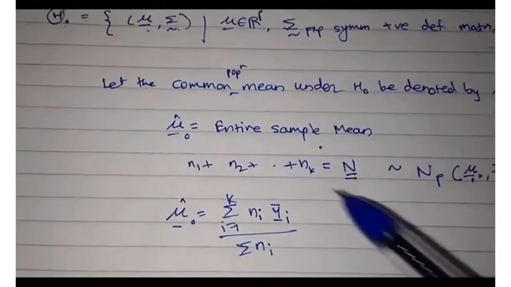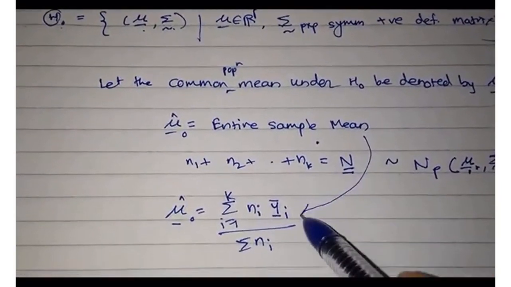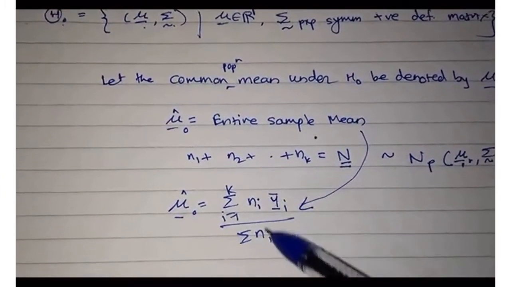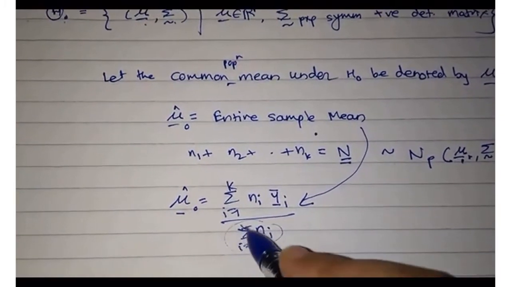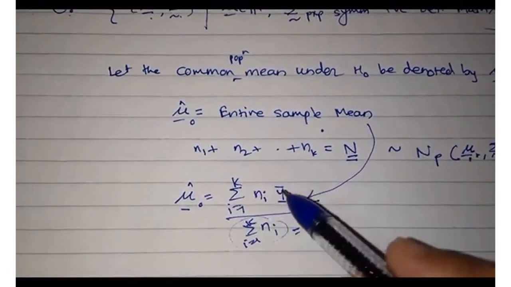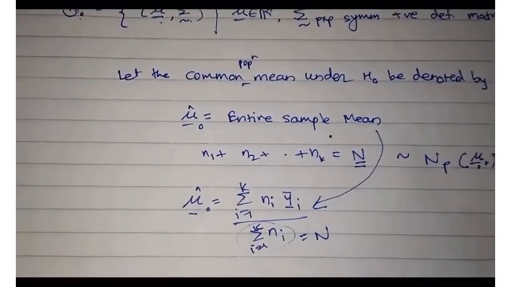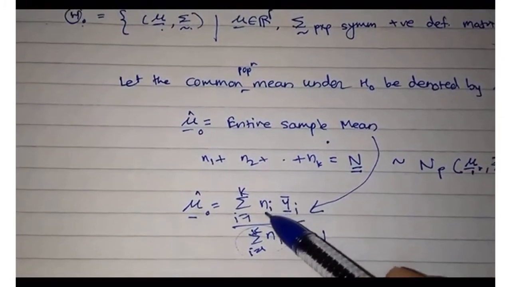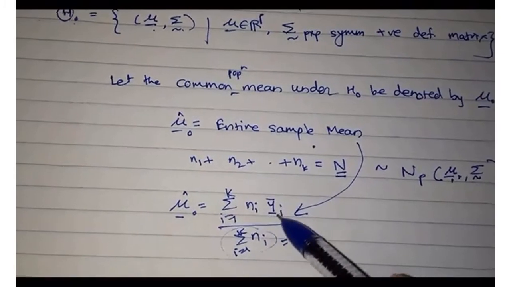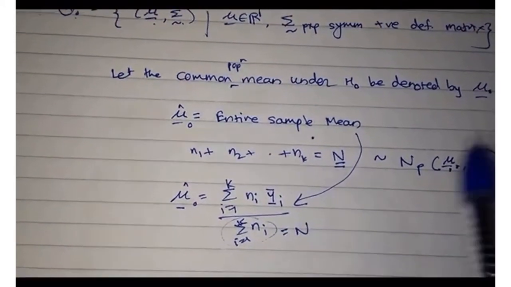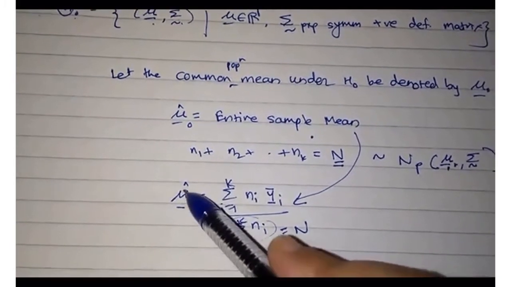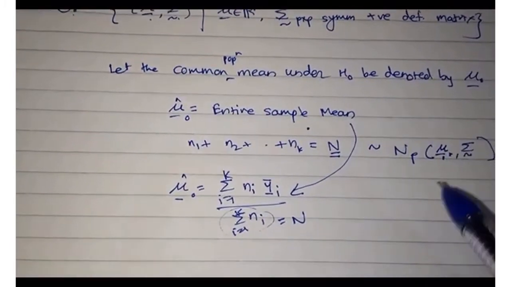Again, I hope this is clear that this is the same as this. See, this is the total number of observations, which is capital N. So in the numerator, I need the sum over all observations. I can compute it this way: N1 into the first group mean, N2 into the mean of the second group, and so on. So I get the sum of all observations divided by the total number of observations. That is my estimate of the mean under H0. Is it okay?